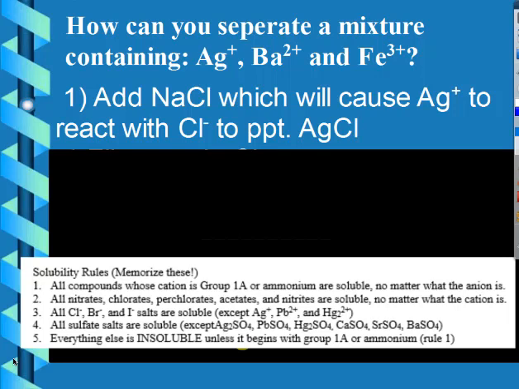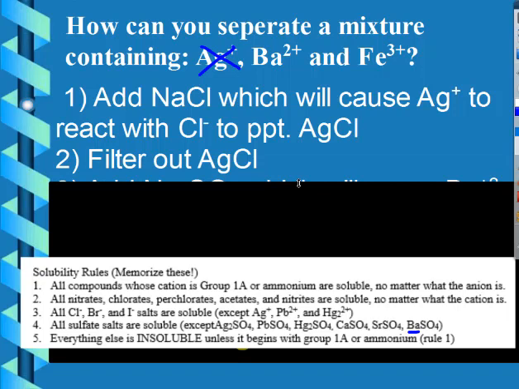So now that I have silver gone, so all my silver has been removed from the solution. Now I just have barium and iron. Notice none of the solubility rules have iron, but as we said a second ago, we can get barium out. Before we get barium out, we're going to want to go in and get that silver chloride precipitate out of solution. So to do so, we can precipitate it, or filter it.